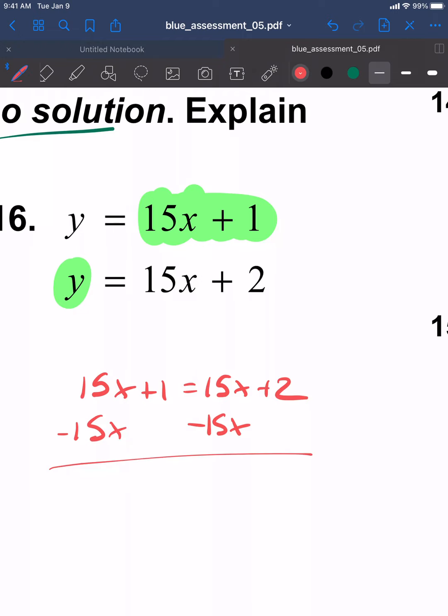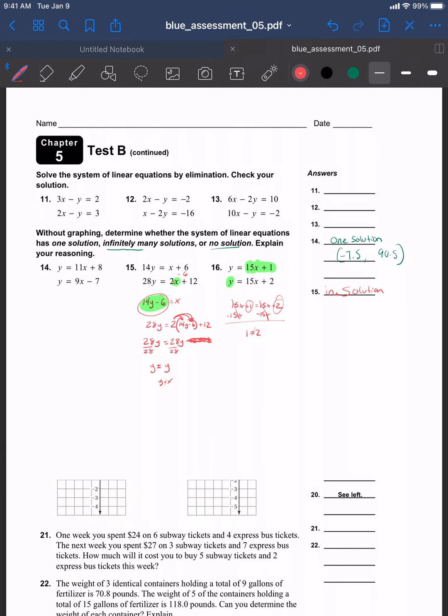Why? Because you have different spots, but everything's the same. And if you look, my x's are now gone. I'm left with 1 equals 2. Is 1 equal to 2? No. So no solution for 16.